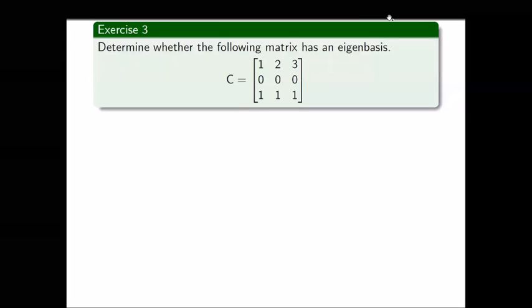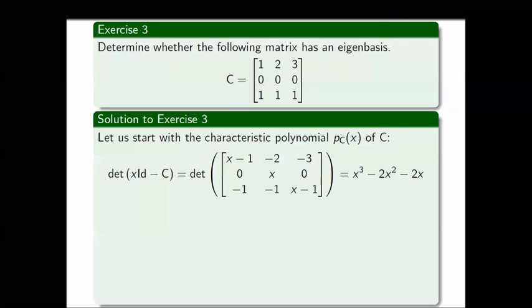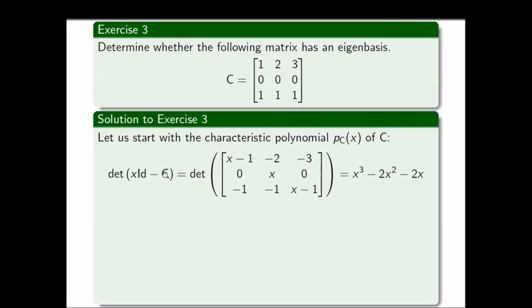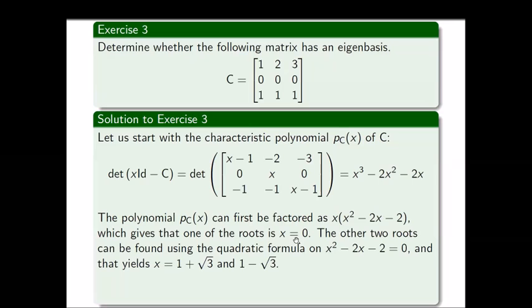Okay, so let's look at an exercise where we determine whether a given matrix has an eigenbasis. So we're given this 3 by 3 matrix. We're going to start with the characteristic polynomial of this matrix. We just multiply the identity with x, subtract C, and then take the determinant. And we get x cubed minus 2x squared minus 2x. Now, every term has an x multiplied to it, so we can at least factor the x out. So we get x times x squared minus 2x minus 2, which gives us that one of the roots is x equal to 0.